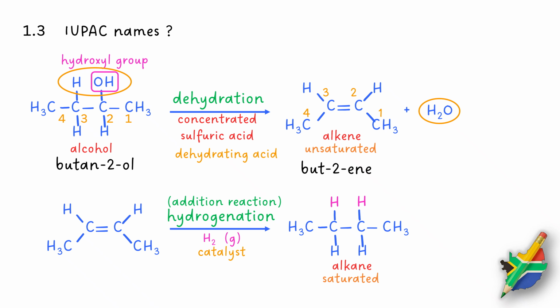Since each carbon atom in the product has 4 single bonds, the compound is saturated. Saturated hydrocarbons are called alkanes. The IUPAC name of a 4-carbon straight-chain alkane is butane. Finally, the IUPAC names are but-2-ene and butane, which is answer B.